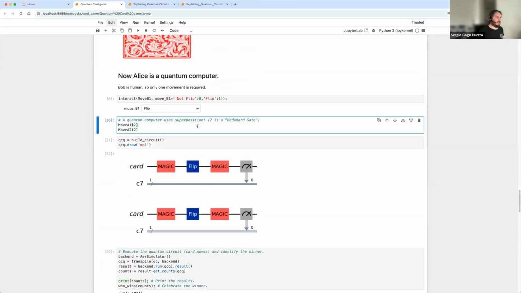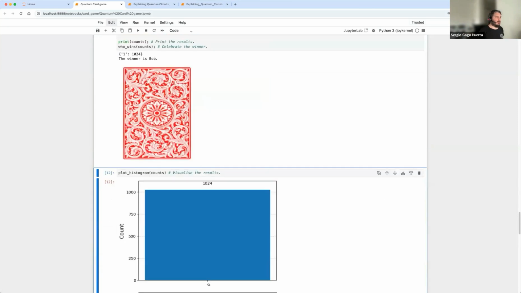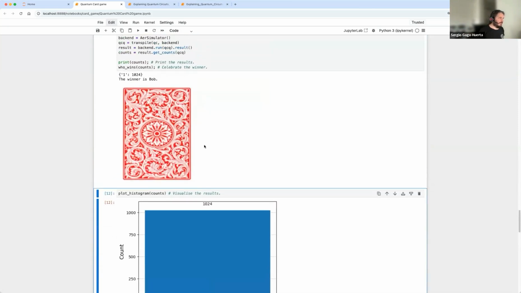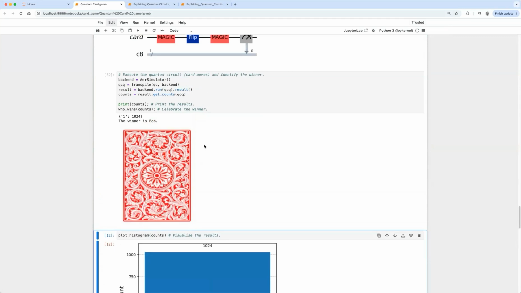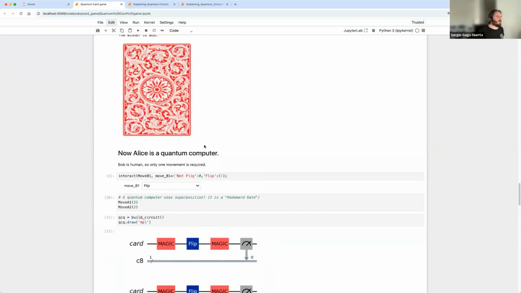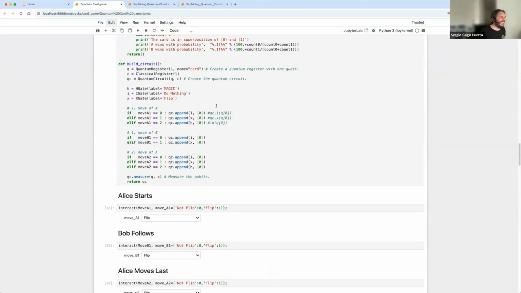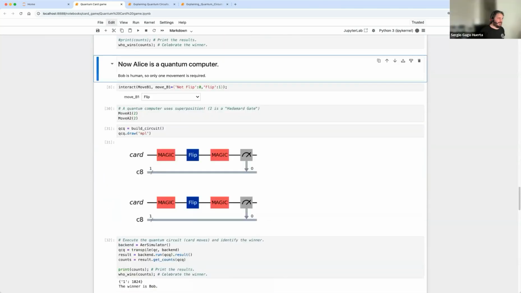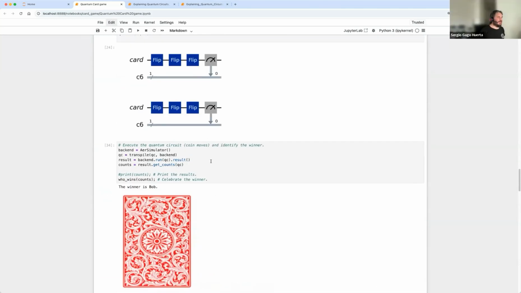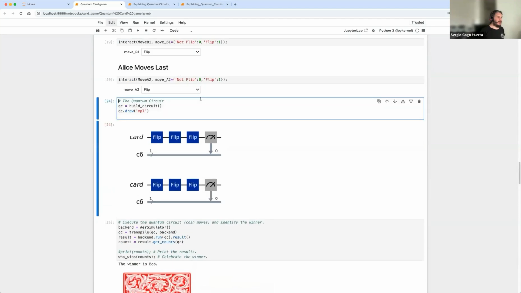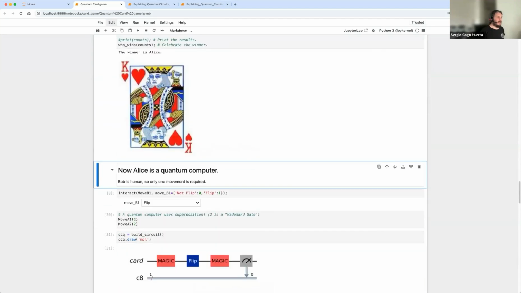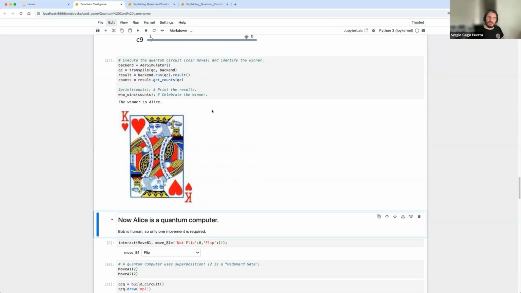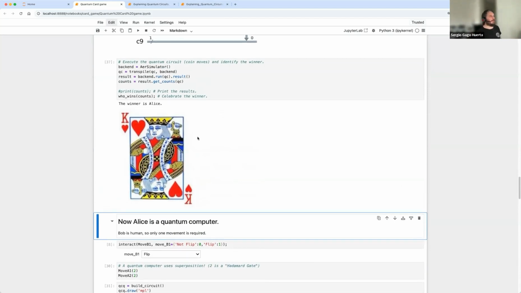Second, something is not right. What's going on? I beat the magic computer. Yeah, you just beat the quantum computer. Quantum supremacy is here. Something is happening. Hold on. There we go. This is the reason I don't like Jupyter notebooks.